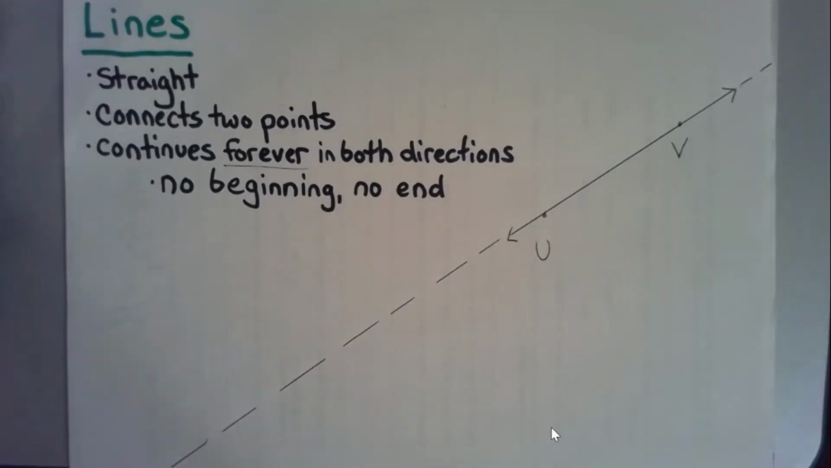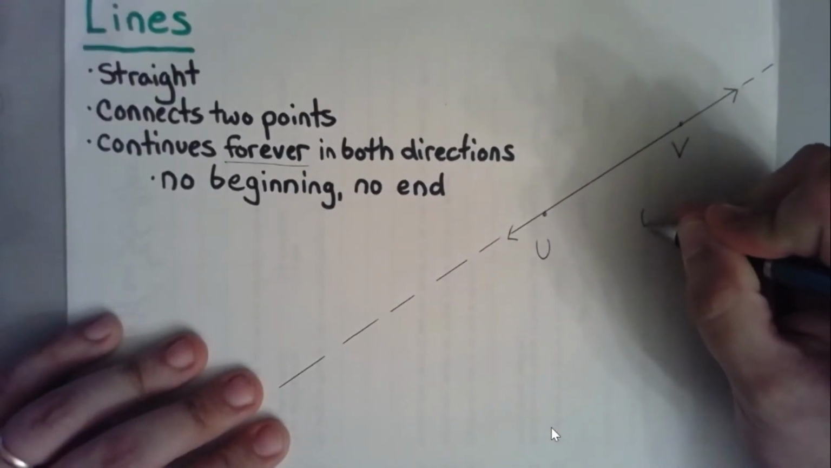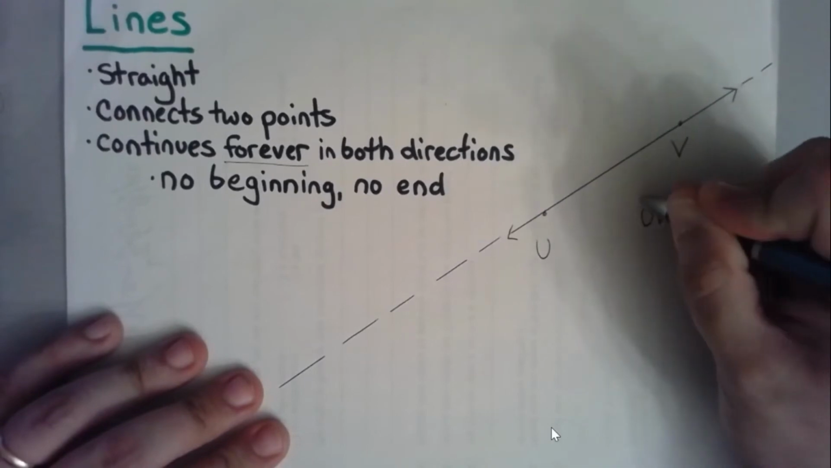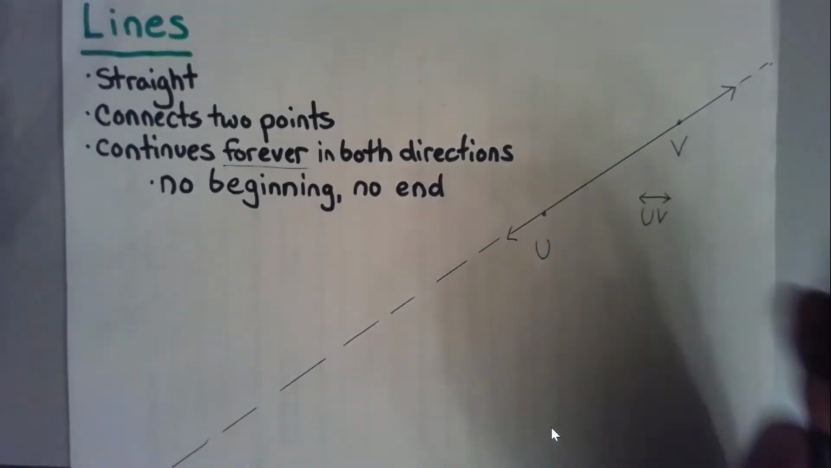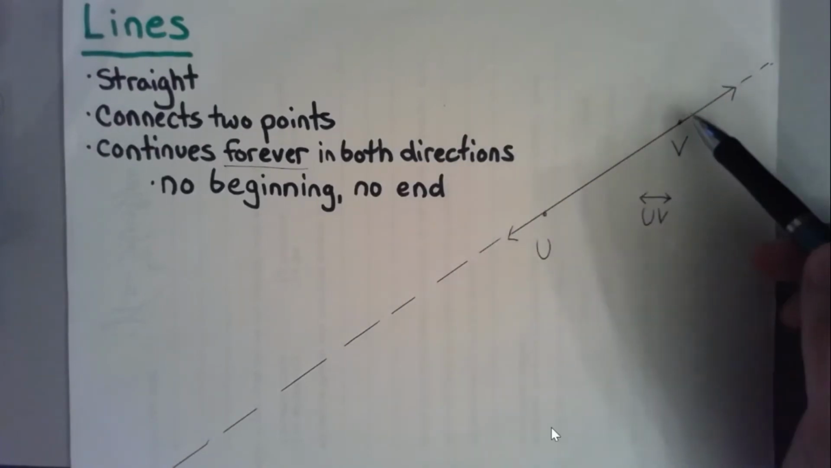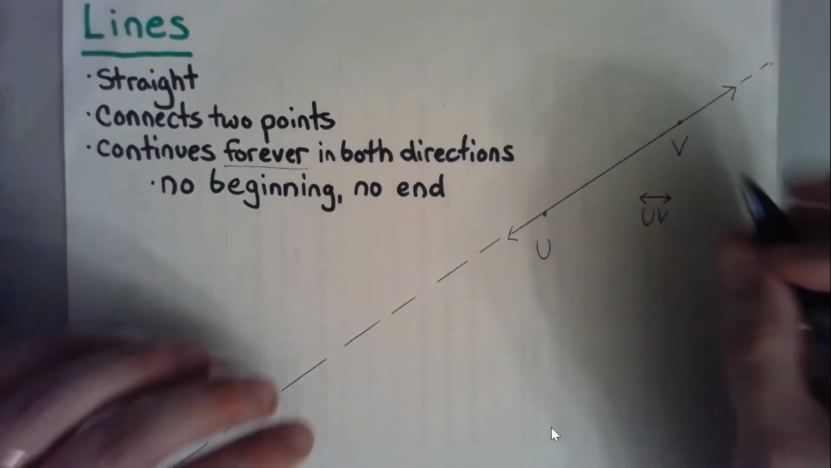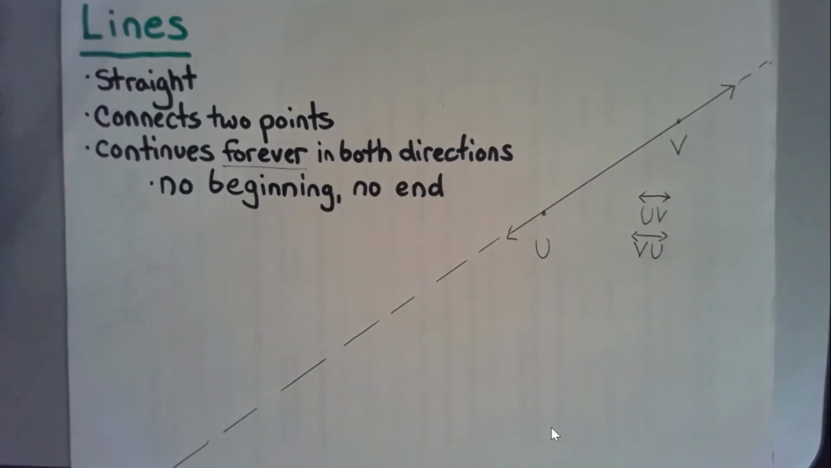It continues on forever, in this direction but also in this direction. We can name it using points U and V with a line above it with an arrow on each side. Because it's almost symmetrical and both sides extend forever in both directions, I could also name this line VU. Let's take a look at another example here.